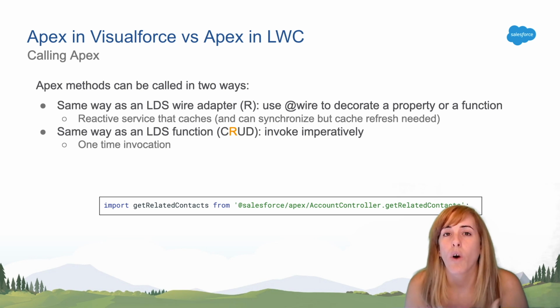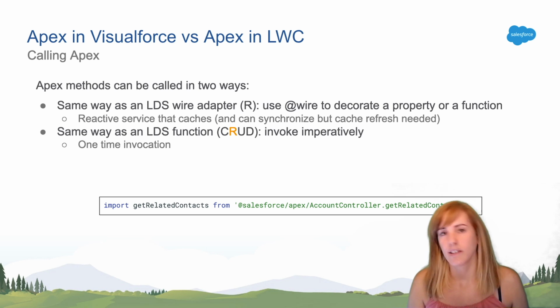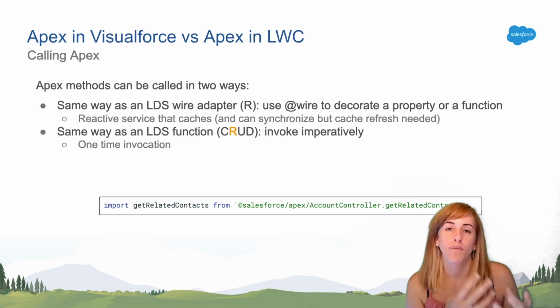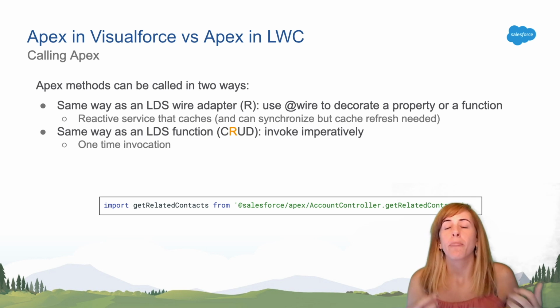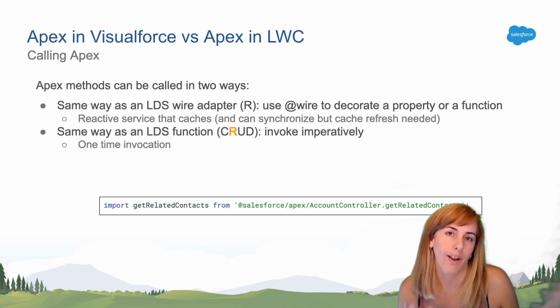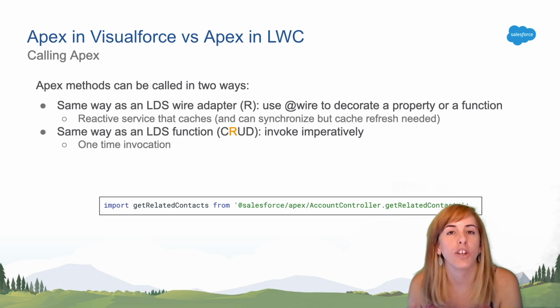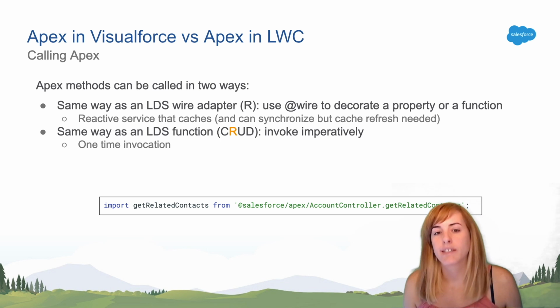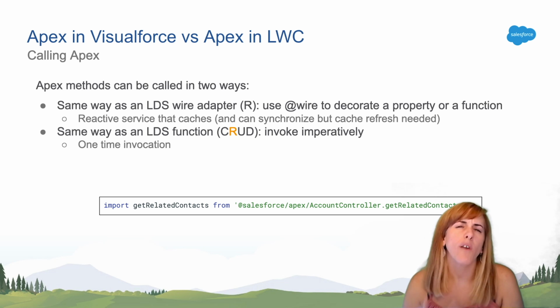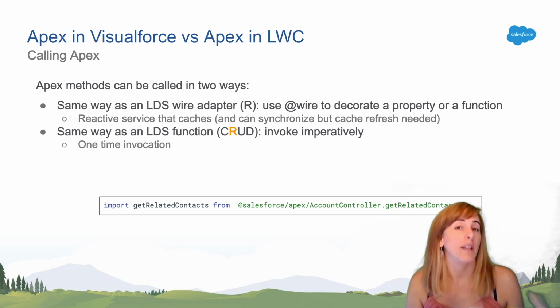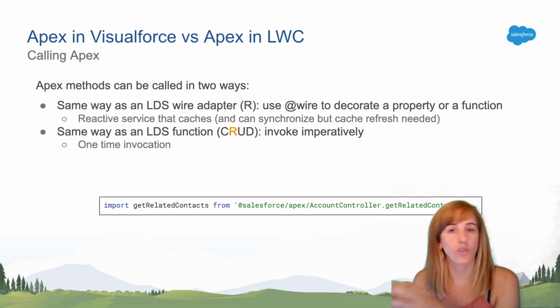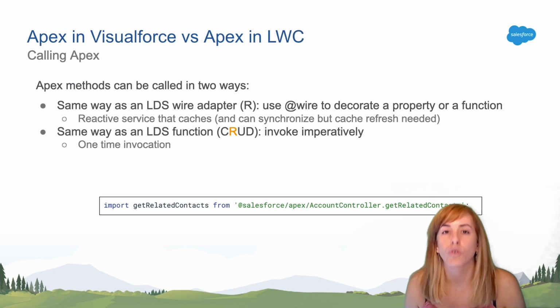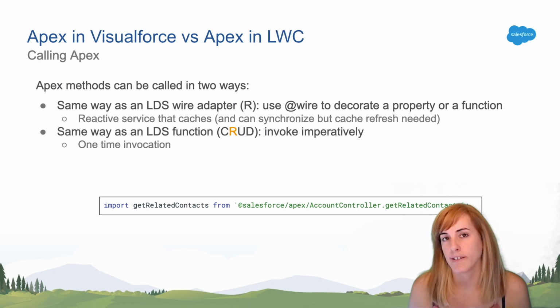Normally, we follow the same principle. If we want to do a read operation, it makes sense that we create a reactive service so that we delegate the control of the invocation to the framework, and the component is notified about any changes in the cache. The method needs to be cacheable to be able to use wire. That completely makes sense when you have read operations. When you have create, update, or delete operations, it completely makes sense to invoke the method imperatively and to control that invocation yourself, which is going to be a one-time invocation.